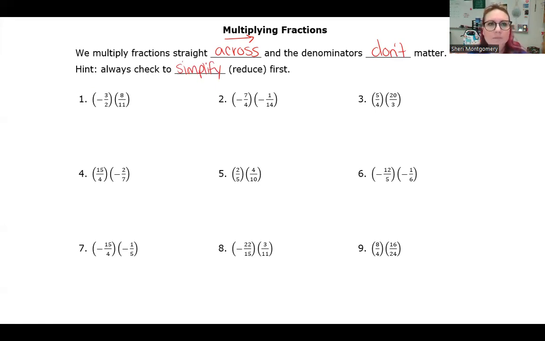What do I mean by that? All right. When I take a look at question number 1, and again, the denominators don't matter. I'm going to multiply straight across, the top times top, bottom times bottom. But if I reduce it first, if I can, then it will help me. And so what I can look at first is, does this reduce?